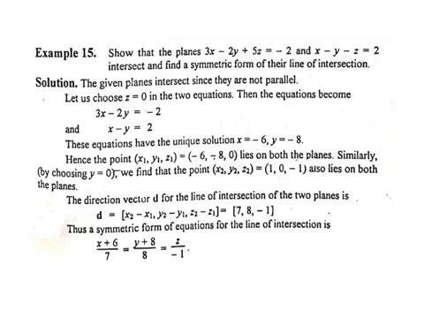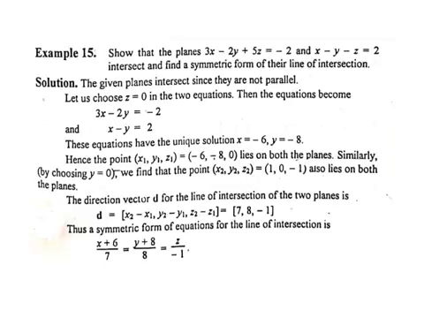Solving these two equations simultaneously, we get the unique solution x equals minus 6 and y equals minus 8. Hence, the point P1, with coordinates x1, y1, z1 equal to minus 6, minus 8, 0, must lie on both planes.